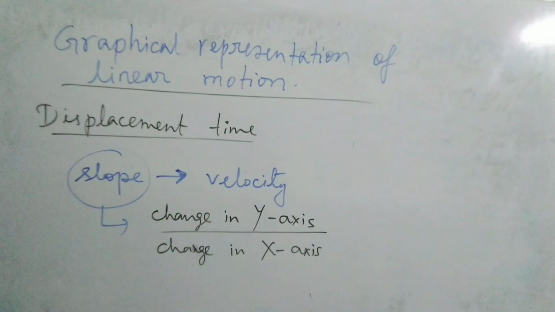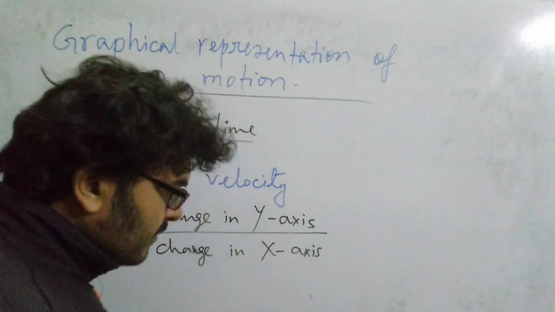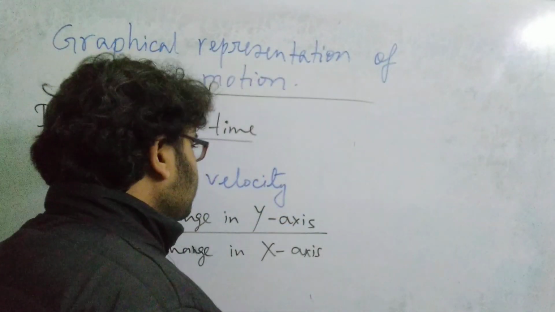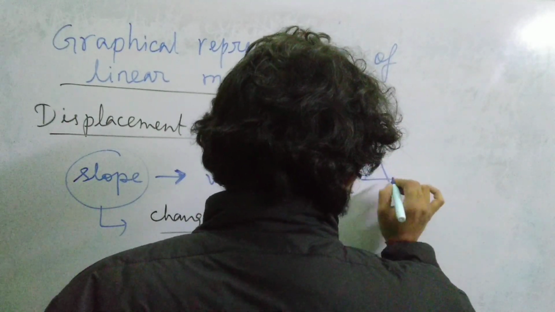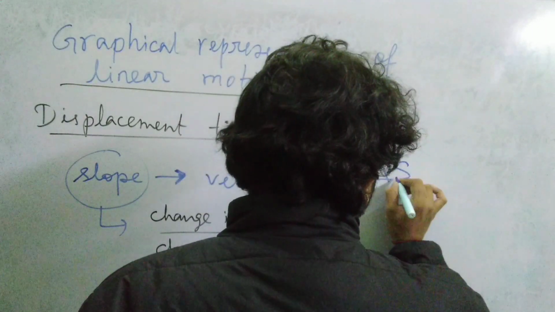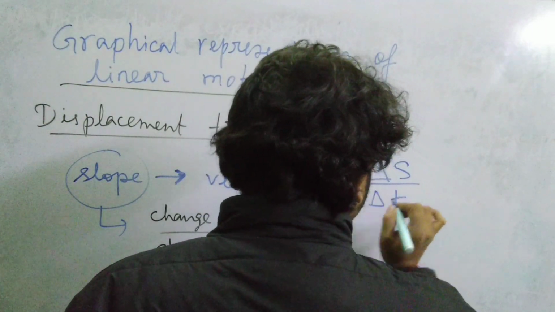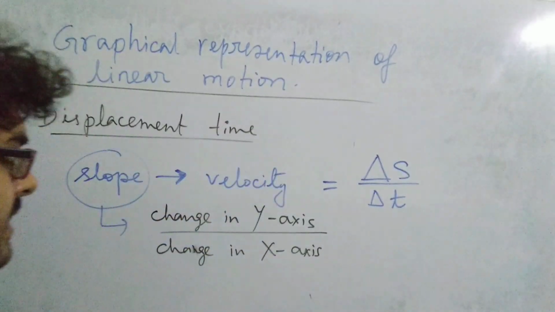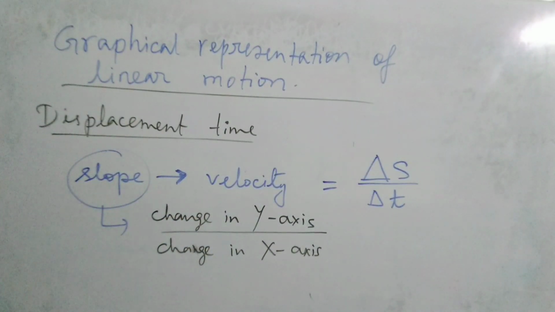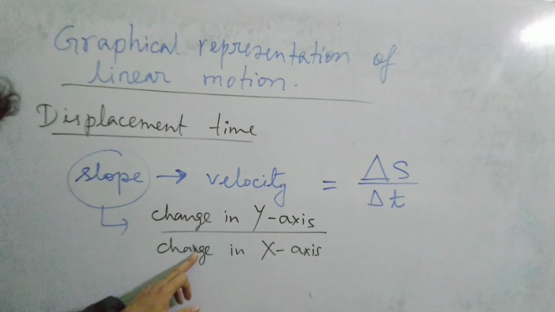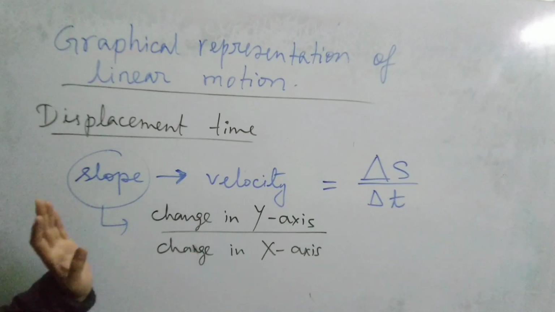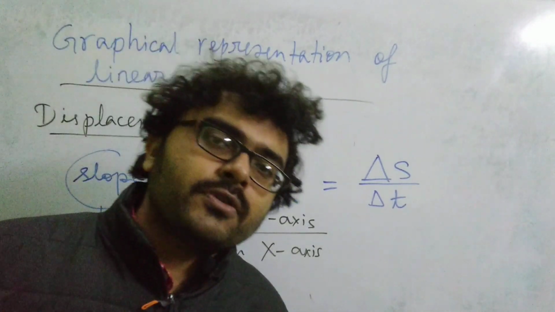So for the displacement time graph, what you are plotting on the y axis is the displacement. So basically here we will take it as change in displacement by change in time, where change is represented by the triangle sign delta. This is the slope of a displacement time graph. And as you already know, change in displacement by change in time gives us the velocity. So from the slope of a displacement time graph, we can determine the velocity of a body. We will be doing some numerical problems on these graphical representations, then it will be easier for you to understand.